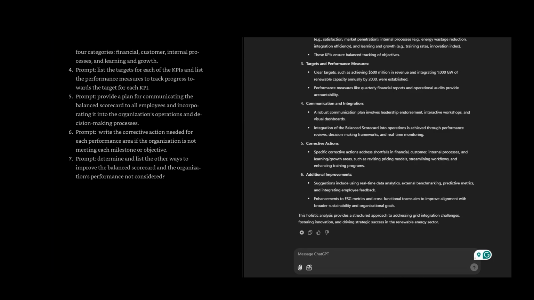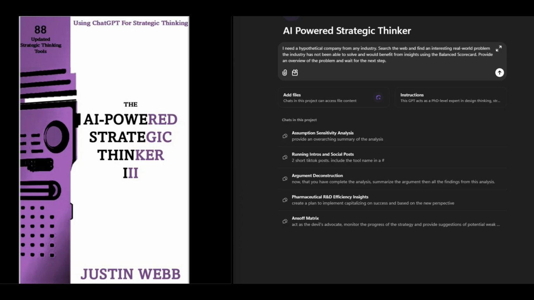This holistic analysis provides a structured approach to addressing grid integration challenges, fostering innovation, and driving strategic success in the renewable energy sector. In conclusion, the Balanced Scorecard offers an unparalleled framework for aligning organizational strategy with measurable outcomes across critical dimensions. By leveraging ChatGPT to create and refine your Balanced Scorecard, you can streamline the process, ensure alignment, and drive meaningful insights. Remember, success isn't just about financial performance, it's about understanding and optimizing the interconnected drivers of growth and sustainability. Start implementing the Balanced Scorecard today and transform the way your organization measures and achieves success.